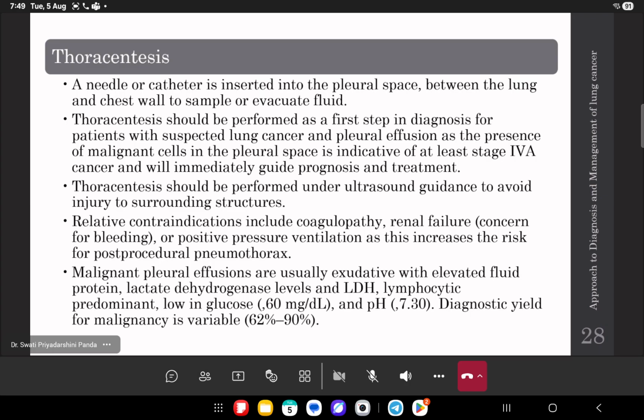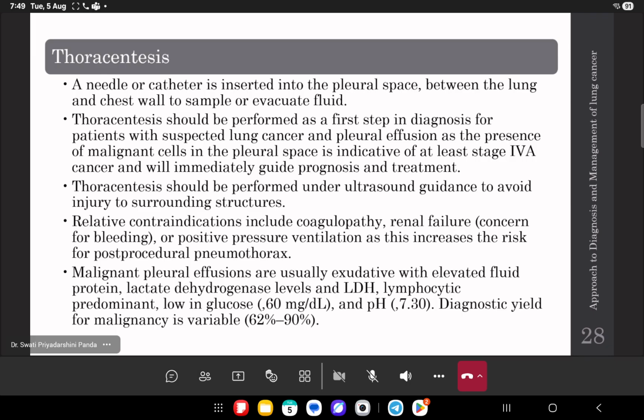Thoracocentesis: a needle or catheter is inserted into the pleural space between the lung and the chest wall to sample or evacuate fluid. Thoracocentesis should be performed as a first step in diagnosis for patients with suspected lung cancer and pleural effusion, as the presence of malignant cells in the pleural space is indicative of at least stage 4A cancer and will immediately guide prognosis and treatment.